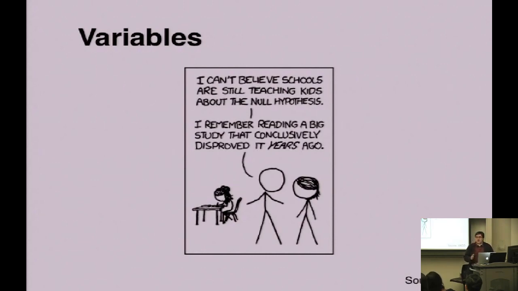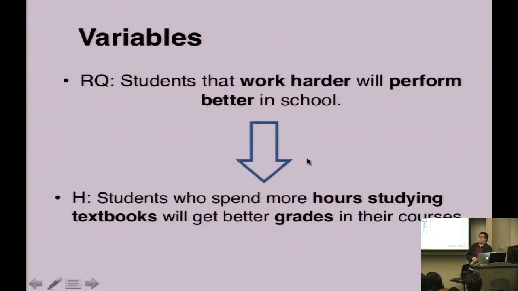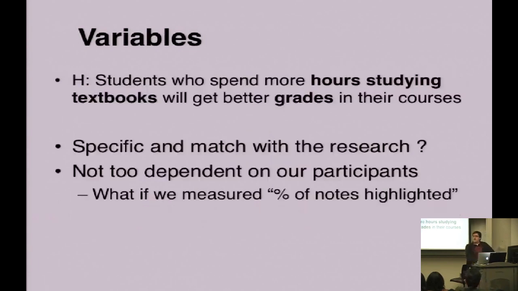So, inevitably you're going to be looking at variables, right? We've already looked at these in formulating hypotheses. The idea is that as we convert this general thing, work harder to perform better, to hours studying and grades, we're generating variables. These are things we can actually measure. The key is that these should be specific and match with our research questions. We want them to actually be measurable. So better often isn't a good enough thing to say. Effort often isn't good enough. You want to be really specific and use something that you can measure in some way. For quantitative research, that means measure with a number.